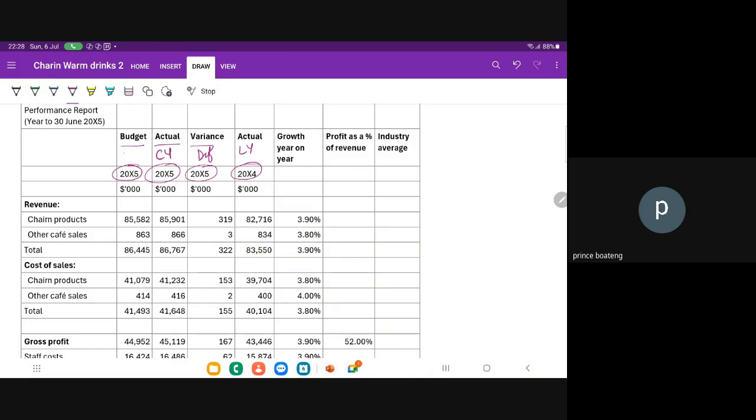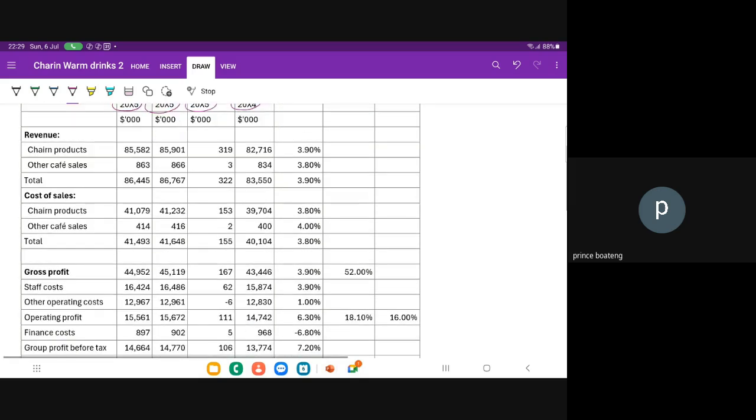Variance is the difference between budget and actual. And growth is basically the difference between 2024 and 2025, current year and previous year. So this is representing the growth. Actual and budget is representing the variance. And profit as a percentage of revenue is given, and the industry average is given. So reasonable comparison is given in this question.